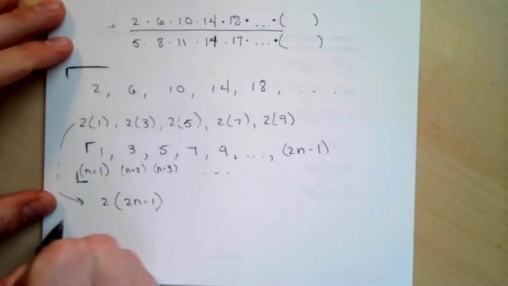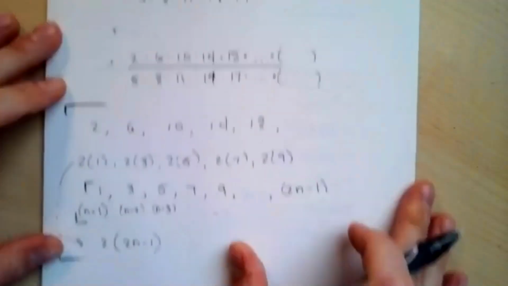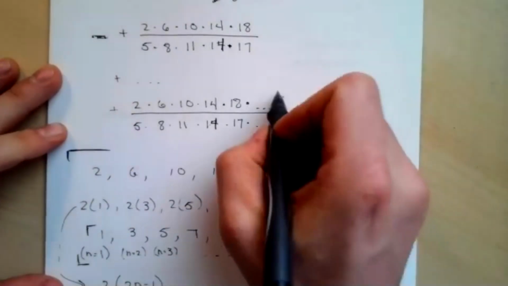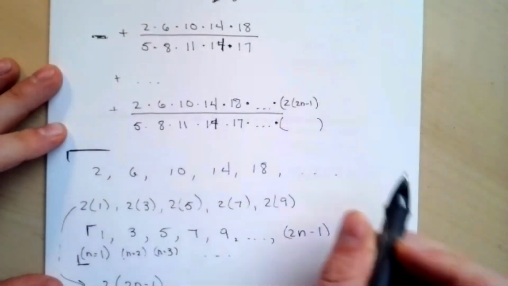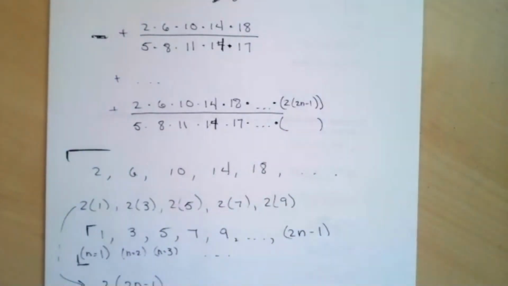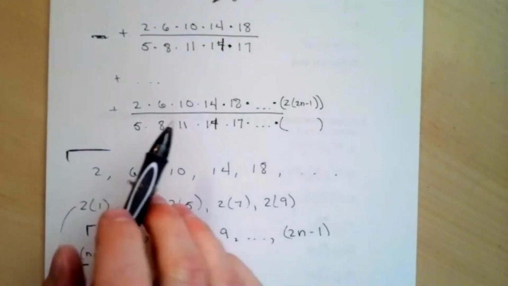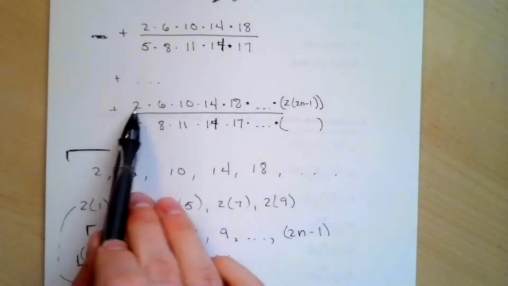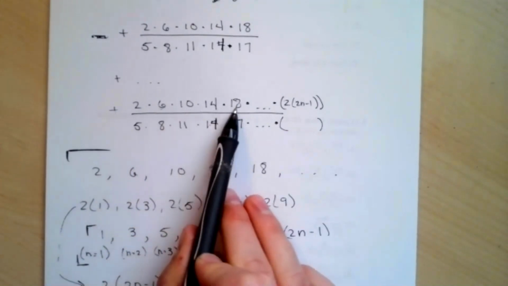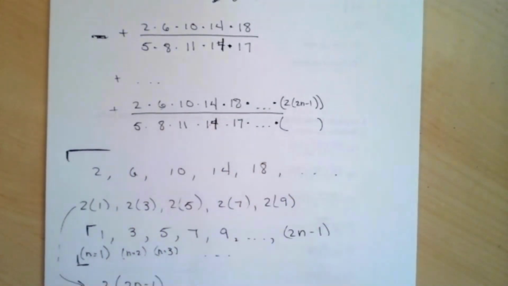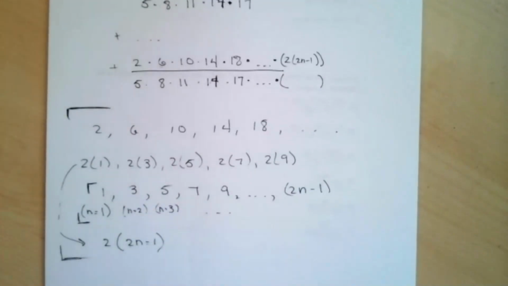And so we can fill that in with our series now. It's going to be 2 times 2n minus 1. So again, check that. That's our n equals 1, n equals 2, n equals 3. What about the denominator? What's that one going to be?